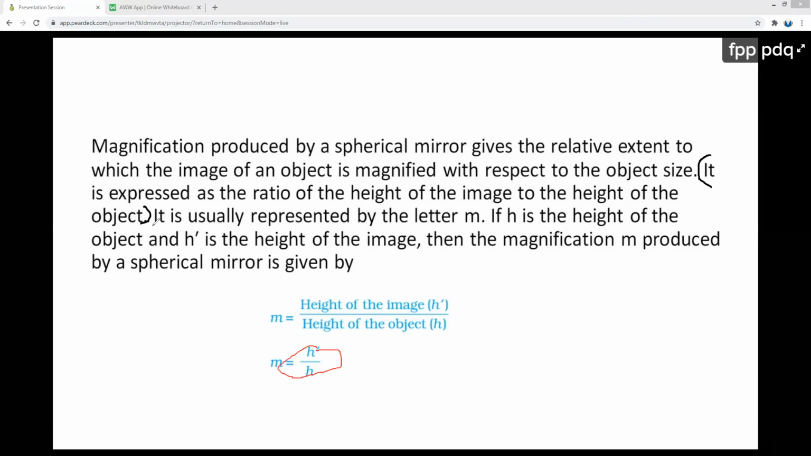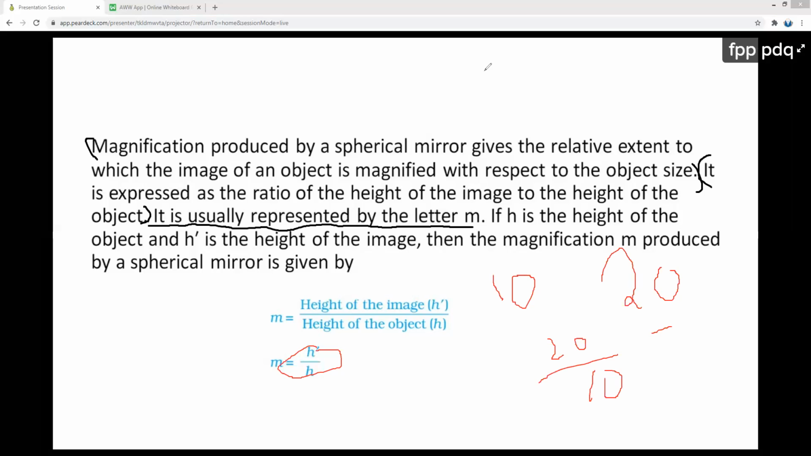So suppose the height of the image is 10, and the height of the object, our real object, is 20. So when we divide, we get 2. So the magnification is 2. That's as simple as that.